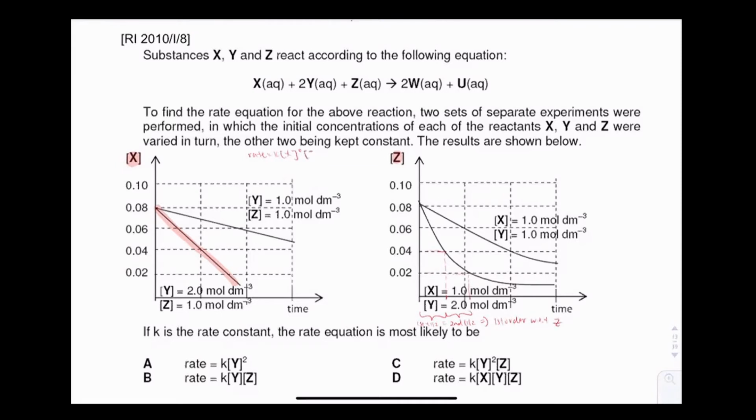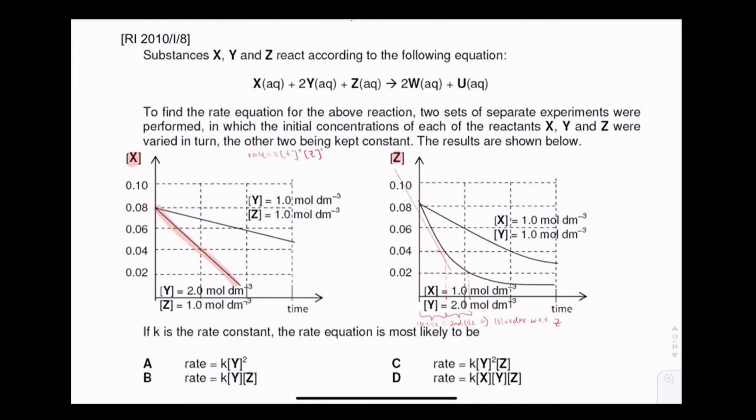So therefore, this is what I have here. Next, I'm going to look at the order with respect to Y from this graph. So you can determine the order of Y through two methods. Number one, initial rate method, meaning you draw a tangent to the graph at t equals 0. So I'm just going to illustrate this.